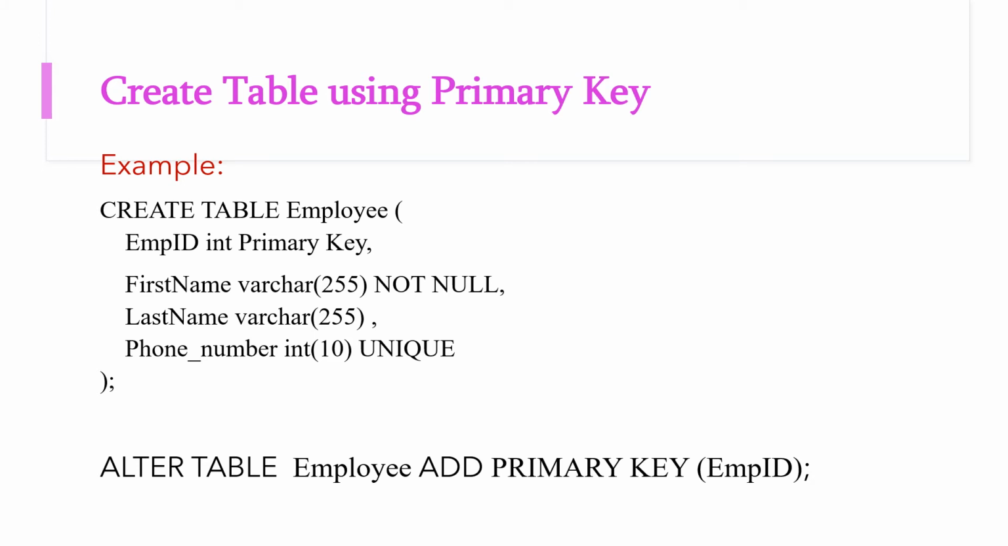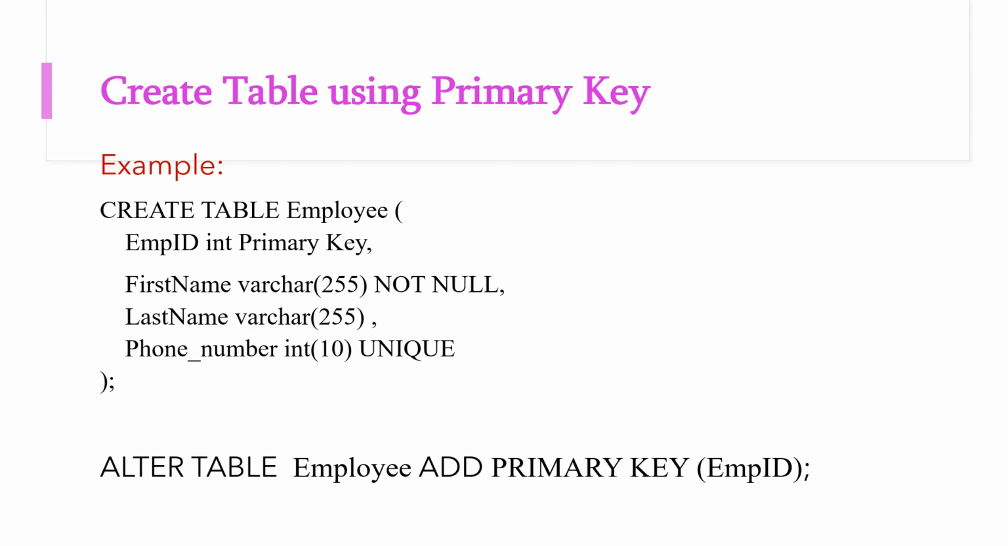The next one is using the primary key constraint. The primary key is used to uniquely identify each record in the table. It can have both not null as well as unique constraints. So in this example I have created an employee table. While creating the employee table, employee ID is the primary key, first name is not null, and phone number has a unique constraint.